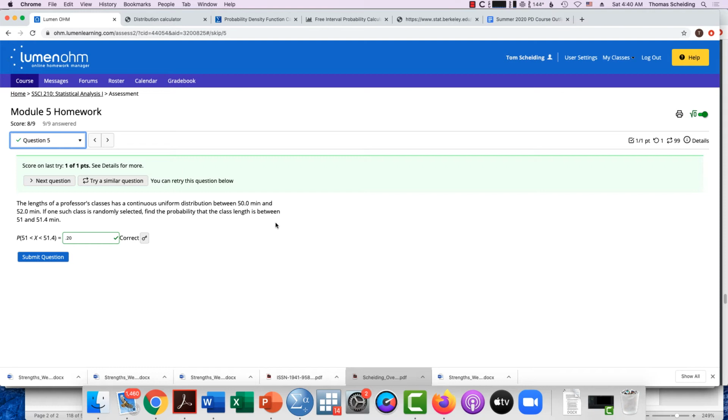0.4 is 24 seconds. So that would mean, in a 120 second time interval, which would be from 50 to 52 minutes, what's going to be the probability that it's in the first 24 seconds out of the 120 seconds. 24 divided by 120 is 20%, which is why I answered this here.